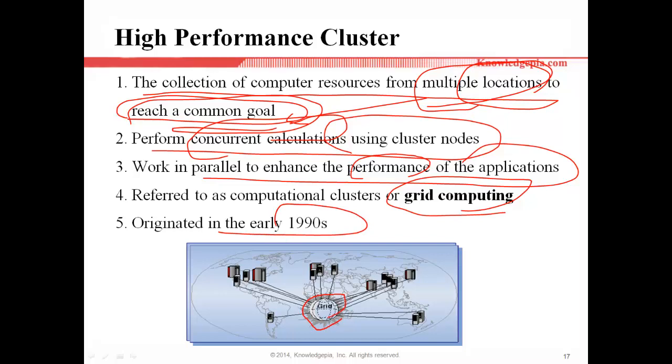For example, there are many computer resources in the USA or America, Europe, Asia, Australia, and Africa. Even though the computers are in multiple locations, they can calculate the common goals from those locations. So using many computers, we can fulfill the common task.